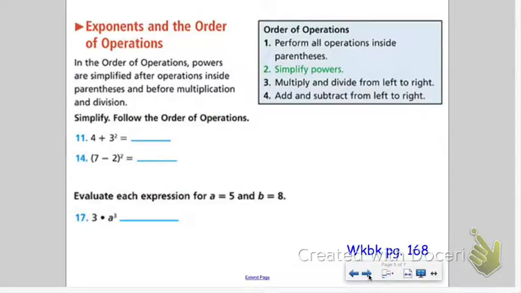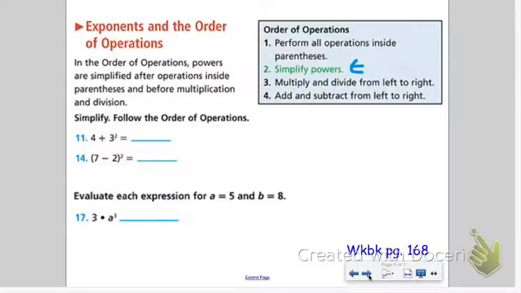Okay. Exponents and the order of operations. If you remember, in the last video we talked about the order of operations, and I mentioned during the takeaways that there was one step that we didn't really include because it wasn't really covered in any of those numerical and algebraic expressions. This time we are going to cover it, and that is simplifying your powers. So if you notice in your workbook page 168, it's been added in as step 2.